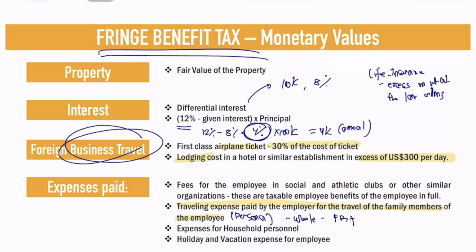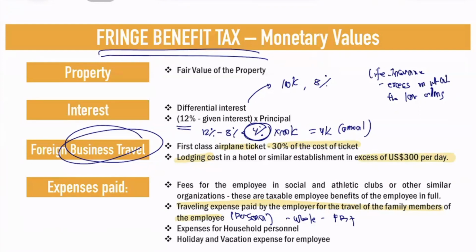There's a limit here because actually it's more of an expense. But since the employee already experienced some luxury due to this business travel, using first class and using high-end lodging, then the furnishing of that ticket and lodging is subject to tax, but also limited up to 30% only as to the cost of the ticket and $300 per day for the lodging.